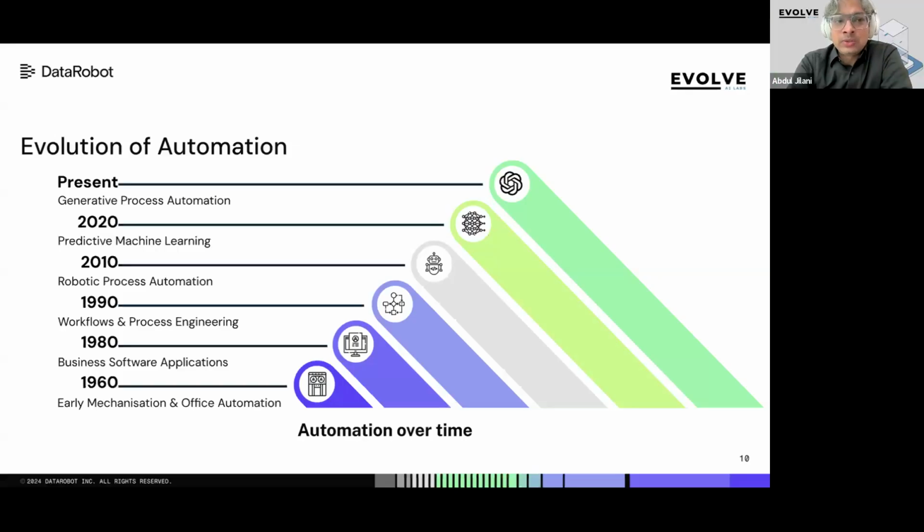So quickly looking at the evolution of automation, because we want to understand how automation came into being and what is in place right now. In the 60s, automation involved mechanization and office automation through mainframes. So automation was majorly aggregation and summation of data. Earlier, aggregation was done by humans and manual processes, but with mainframes, hundreds of thousands of records would be summarized and automated.